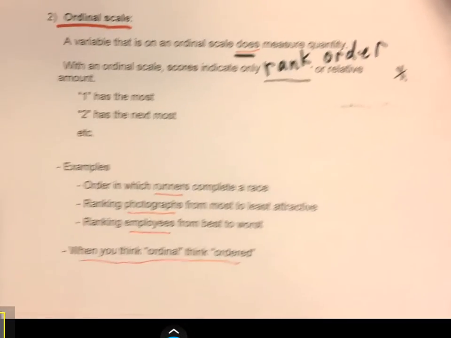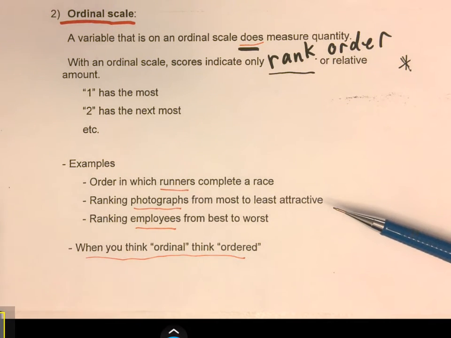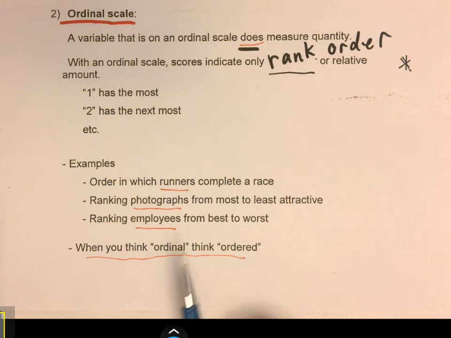We use ordinal scale variables all the time. For example, the order in which people complete a race. If somebody placed first, you know that they were moving faster than somebody that placed fourth. Ranking photographs from most attractive to least attractive. You might give a bunch of photographs to a participant in an investigation. Give them 10 photographs and tell them, I want you to rank order these photographs from the most attractive photograph to the least attractive photograph. When you think ordinal, think ordered. You're basically putting people in groups and then ordering those groups. You're putting objects in groups and then ordering those groups.